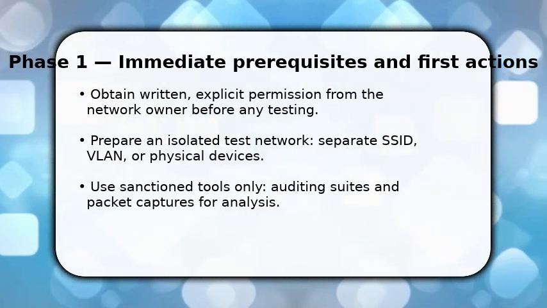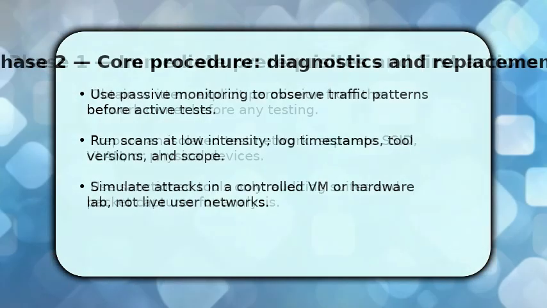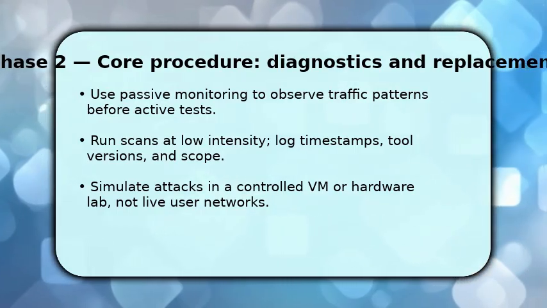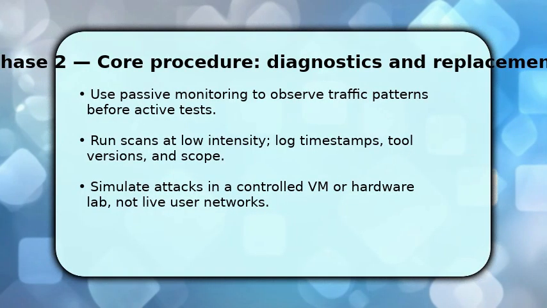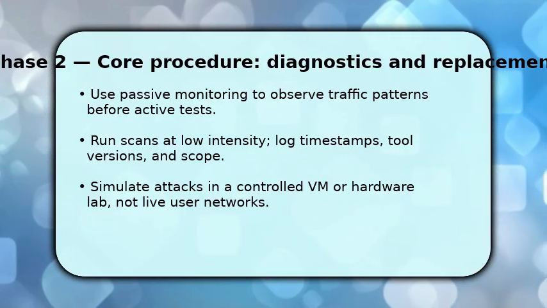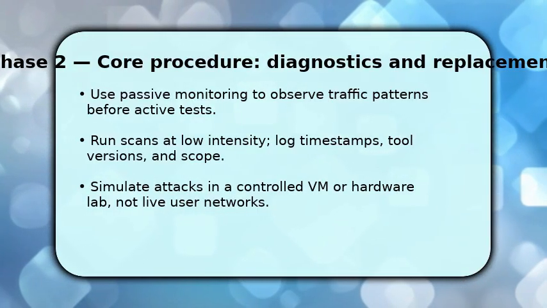You proceed by observing first. Run passive monitoring to identify channels, devices, and normal traffic, because passive data avoids disruption. Once you have a baseline, run low-intensity scans with clear scope and logging enabled. This shows what changes when you probe.